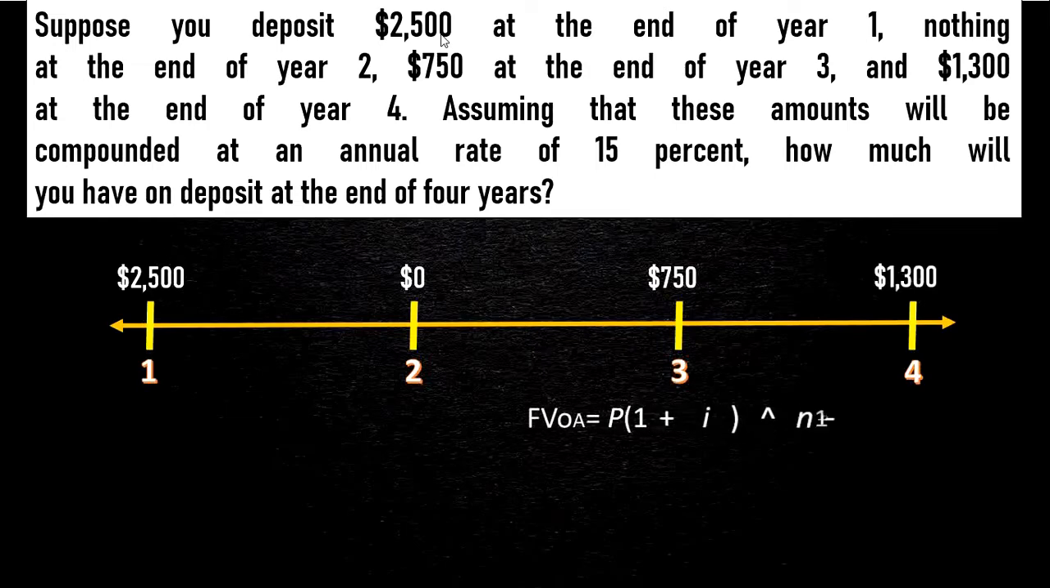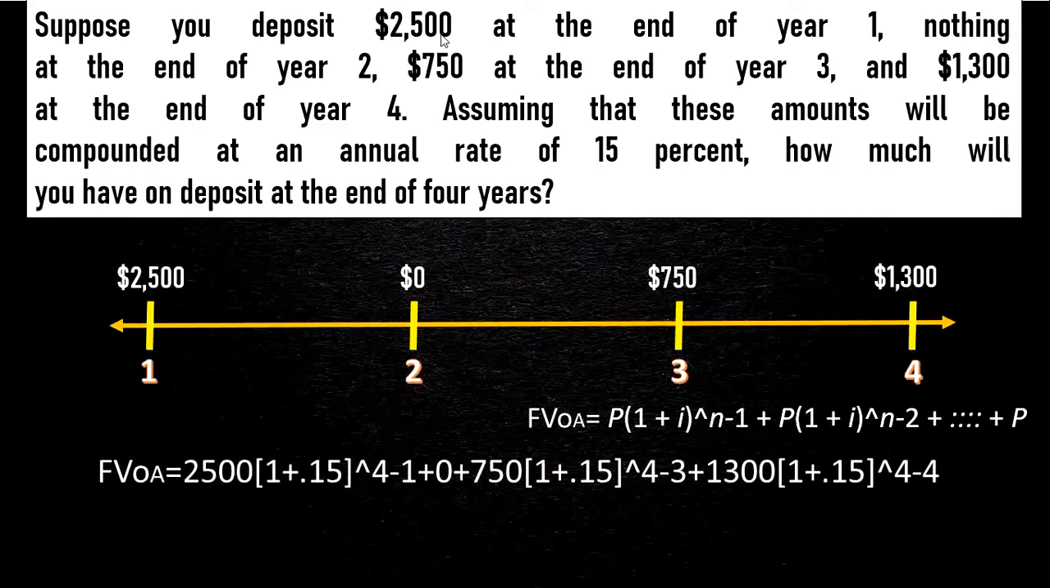So the formula of this series is P, which means payment, into 1 plus I to the power n minus 1, plus P into 1 plus I to the power n minus 2. So each year the deduction from n increases by 1. In the first year you deduct n minus 1, in the second year n minus 2, in the third year n minus 3. Okay, so n is the number of years. Here n is 4.